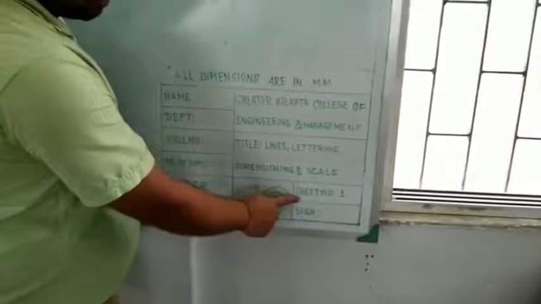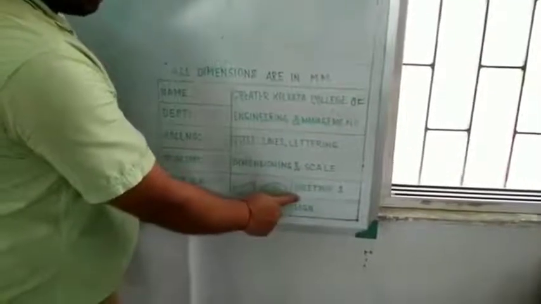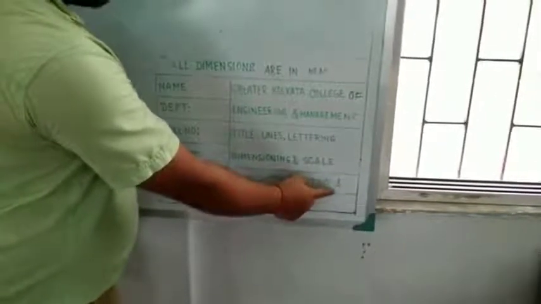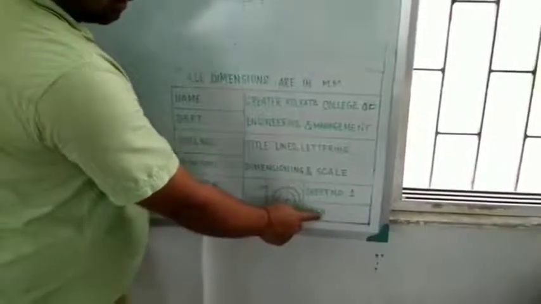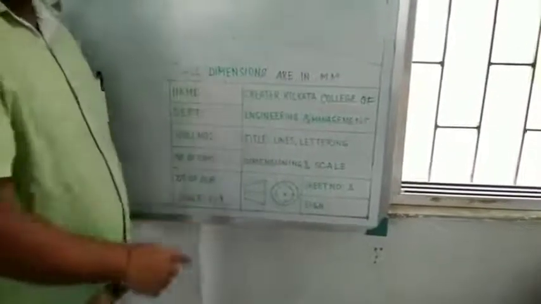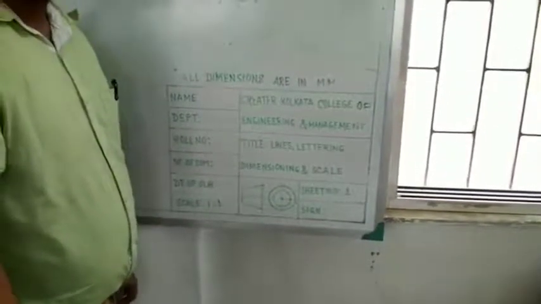Next is your sheet number. Here it is written as 1. Similarly, if you are drawing in sheet number 2, it will be 2 and so on. Last it will be the signature, signature of teacher concerned. So overall, this is the title box you have to draw mandatorily in each and every drawing sheet.